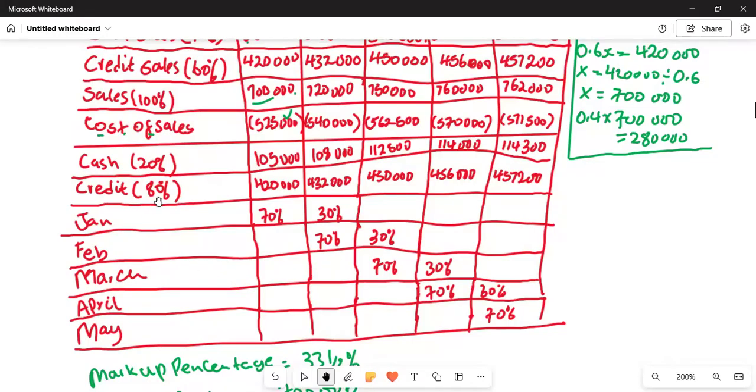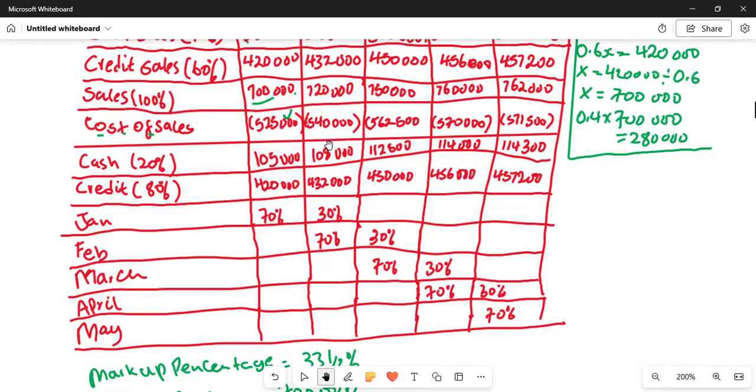So it means that 80% of 525,000 will give us 420,000. This represents the portion of the cost of sales that were purchased on credit. That is why we have 420,000. Here we have 432,000, which is the 80% of 540,000 of cost of sales.